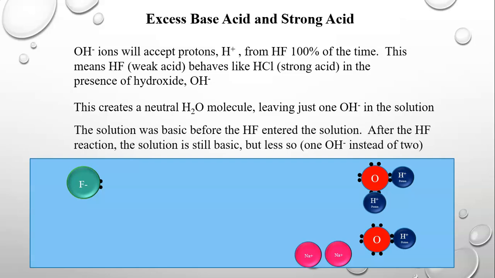The solution was basic before the hydrofluoric acid entered the solution. After the hydrofluoric acid reaction, the solution is still basic, but it's less so. Instead of having two hydroxide ions, you only have one. So it's still a base solution, but less so than it was before.